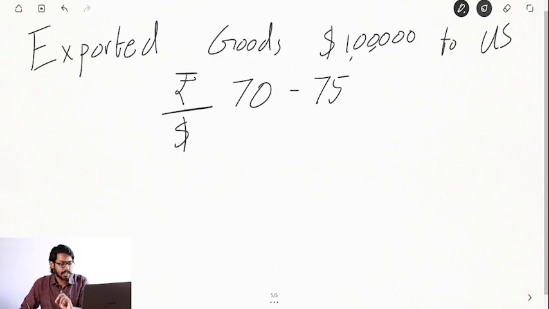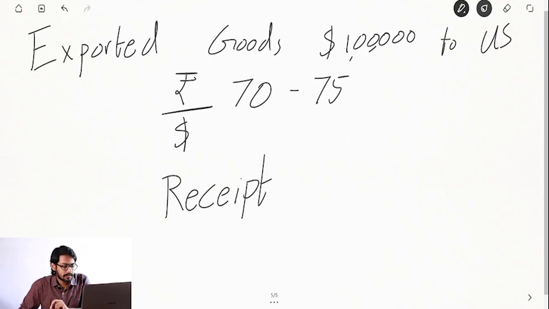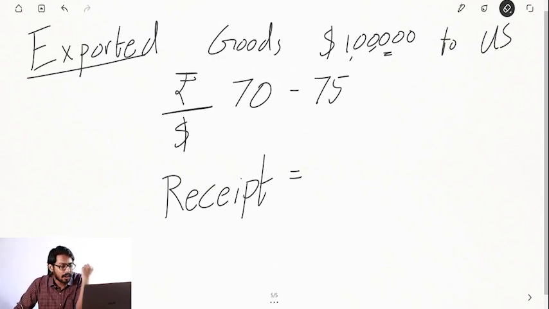Okay. Pay attention. Receipt is equal to, pay attention guys, you have sold goods worth 1 lakh. You have exported goods worth 1 lakh. So, what will happen to you? You will receive $1 lakh. When you export, you will receive $1 lakh. So, in your hand, you have $1 lakh.